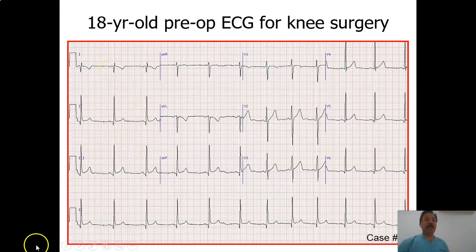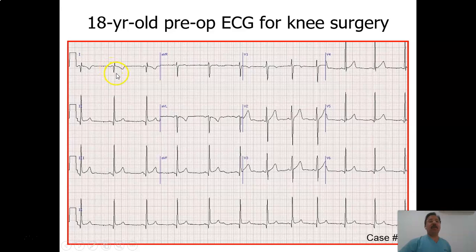Anyhow, let's see first the rate and rhythm in the rhythm strip. The rate seems to be okay, but this is irregular, so we'll apply the 6-second method. 1, 2, 3. So like a 60 or 70 heart rate. The rhythm is irregular, but if you see, there are P waves followed by QRS complexes and T. So it looks like it's coming from the sinus node, but it's irregular. So it's a sinus arrhythmia.